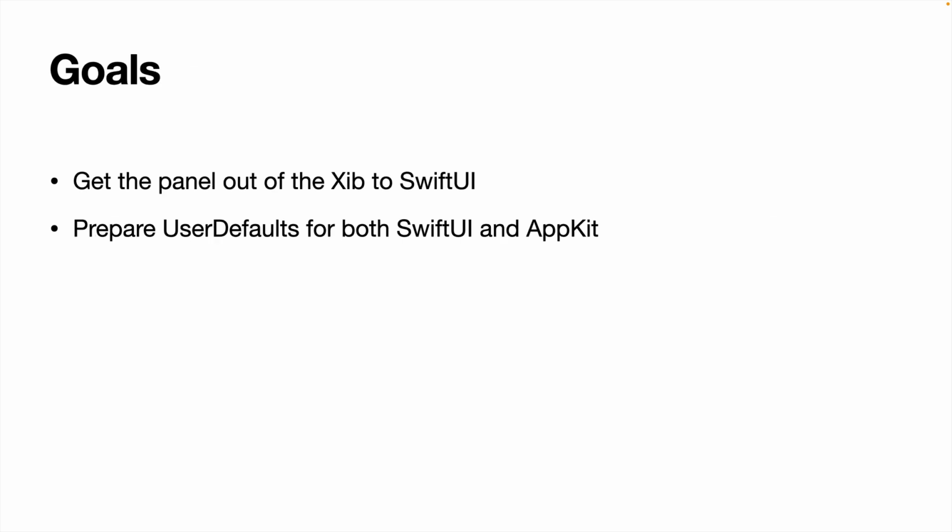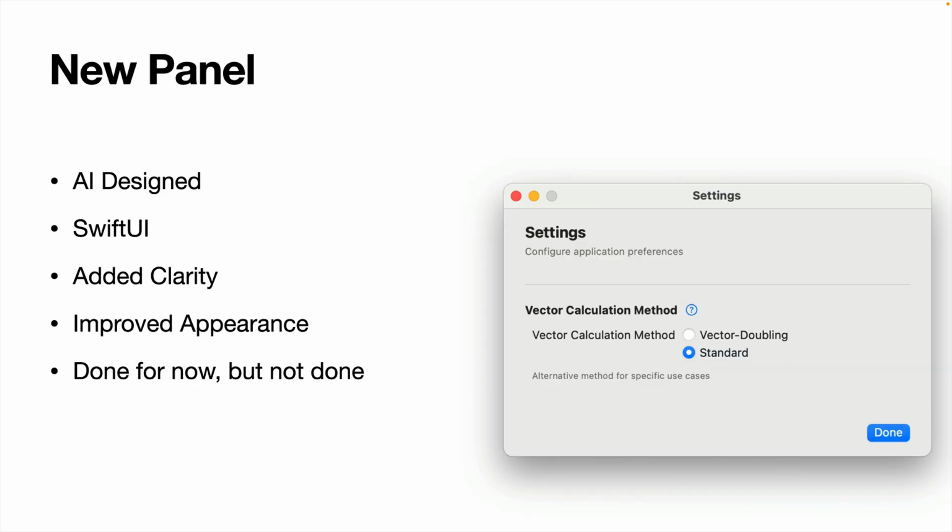What were the goals of this particular episode? One is to get that panel out of the zip and into SwiftUI. The other is to prepare UserDefaults for both SwiftUI and AppKit. The AI helped quite a bit on both of these steps. So you might remember what the panel looked like. It was really super simple, not much to it. But through a little bit of work with prompts, I got the AI to design what you see here. It's a little repetitive, but it's better than what I had. And it's good enough for right now.